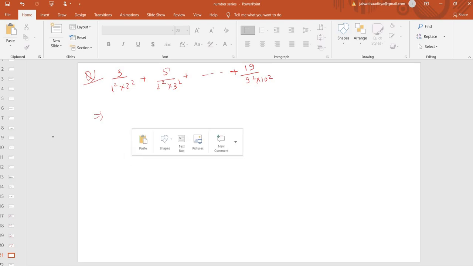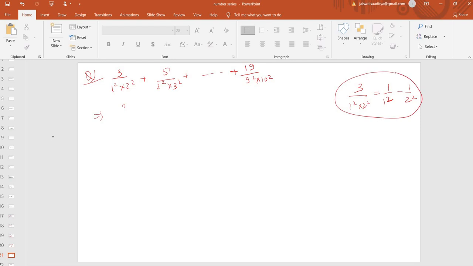See, this is what you can write: 3 upon 1 square into 2 square is equal to 1 upon 1 square minus 1 upon 2 square. This is the same thing. Like that here also: 1 upon 1 square minus 1 upon 2 square plus 1 upon 2 square minus 1 upon 3 square, and so on, at the end 1 upon 9 square minus 1 upon 10 square. See, this will cut, and at the last we will get 1 upon 1 square minus 1 upon 10 square.